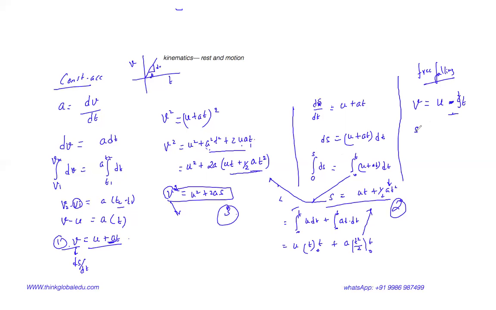Now if we do that here, s equal to ut minus half gt squared. It is minus g since it is a freely falling object. Now v squared equal to u squared minus 2gs. So this is the equation of motion for a freely falling object. You can use the three equations of motion along with the freely falling object's equations of motion to calculate the position, velocity, the time, or even the acceleration of an object which is moving.